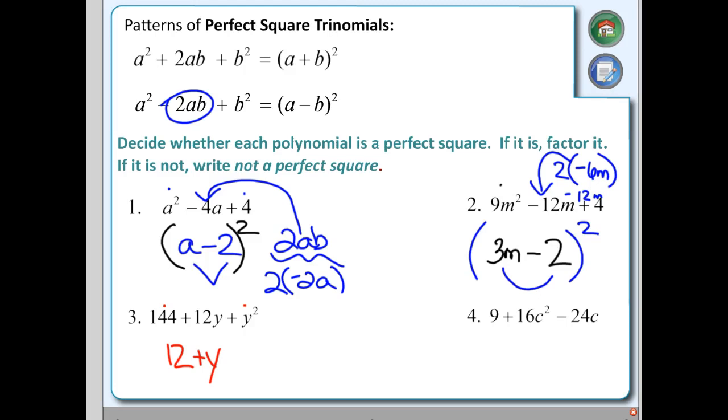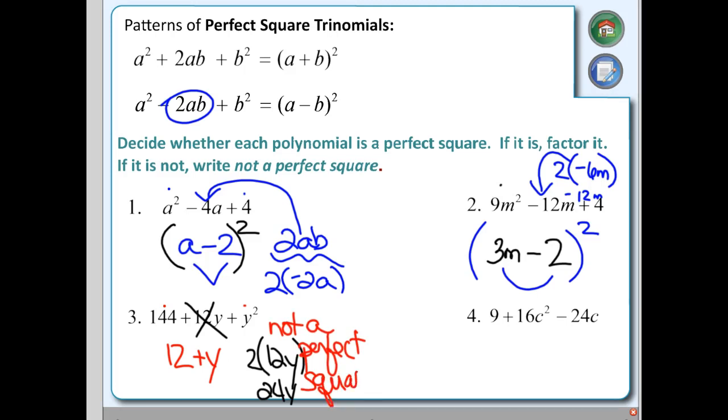Now, let's check the middle this time. Remember, when I multiply these together, it's going to be 12y. And I've got to multiply that by 2, which is 24y. And this time, the middle doesn't check. So this is not a perfect square. Okay, and I know it seems kind of funny checking the middle, but we're going to start doing that a lot as we go through, this is just the first time we've seen it.